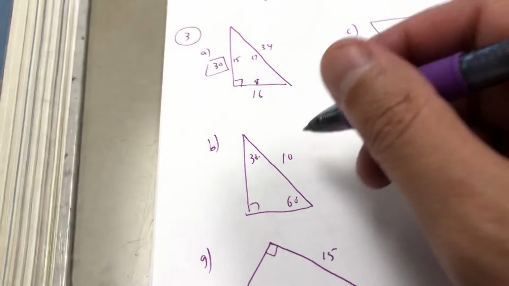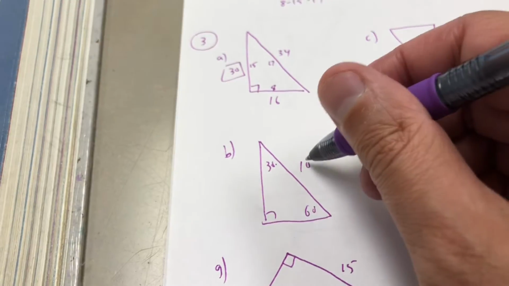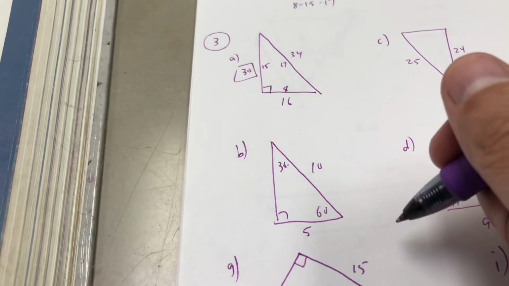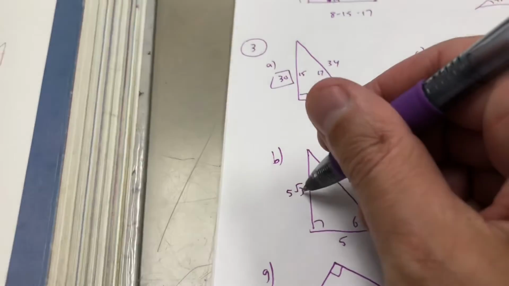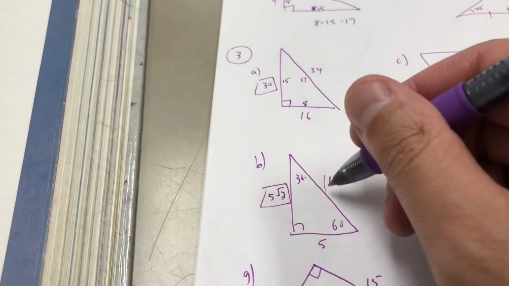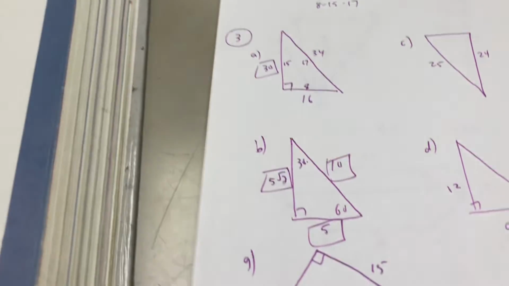For part B, it's a 30, 60, 90 triangle. You double the short side to get the hypotenuse. So that side would be 5. You multiply the short side by radical 3 to get the long leg. So 5 radical 3, and those are the missing sides.